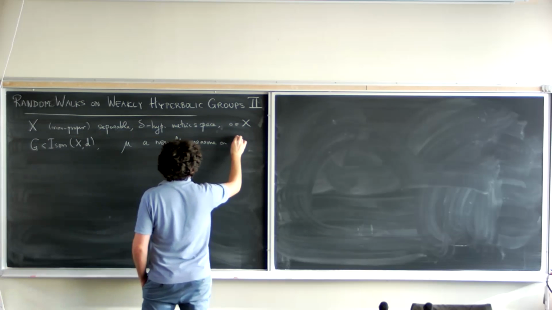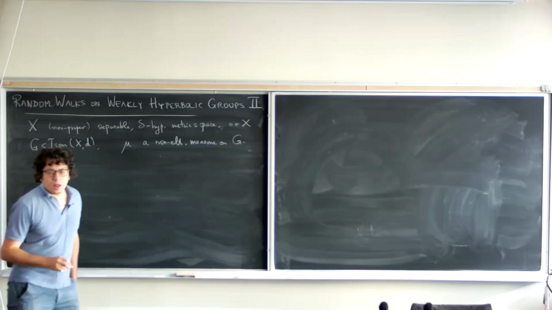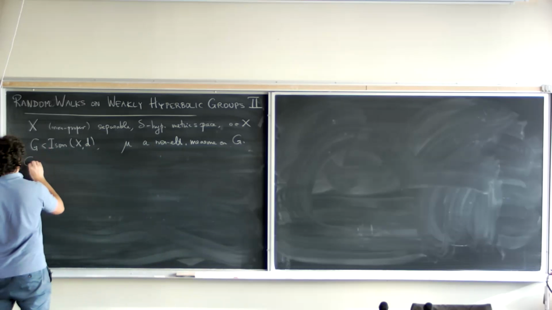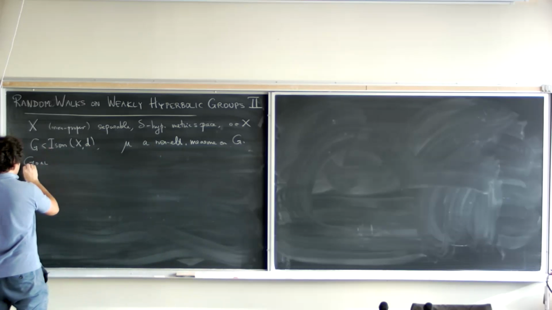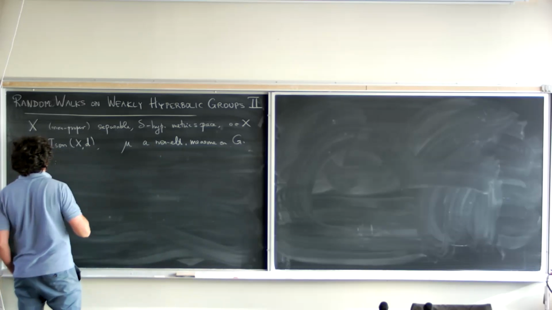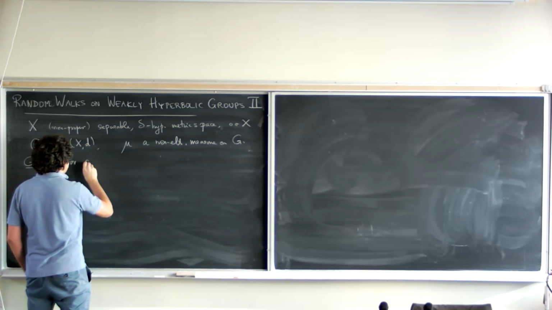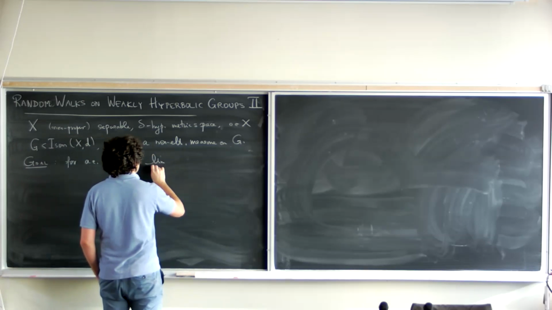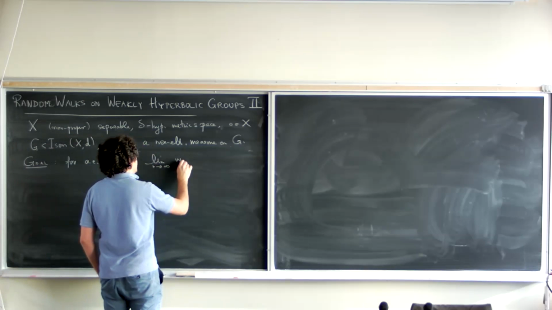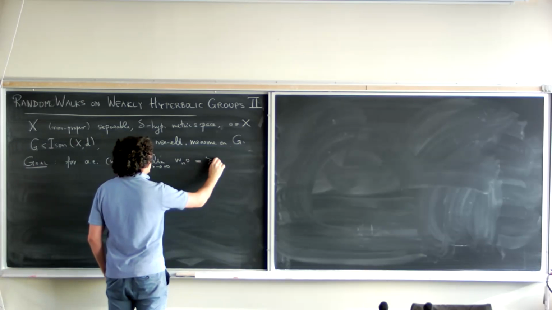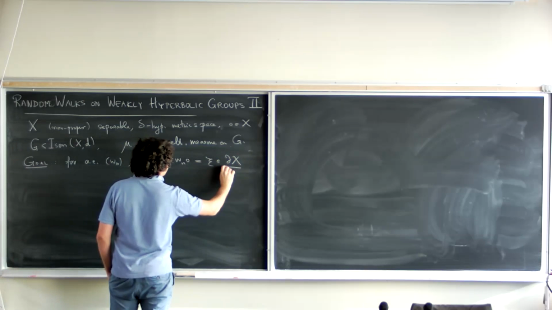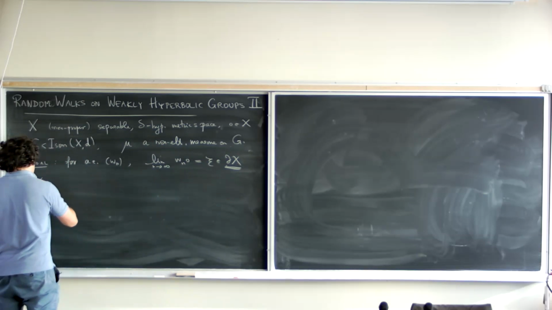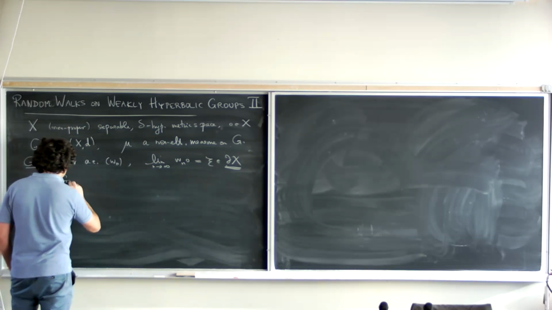Okay, and so the goal is to show that for almost every sample path, the limit as n goes to infinity of w_n O converges in this boundary. And recall, the boundary of X is the Gromov boundary.